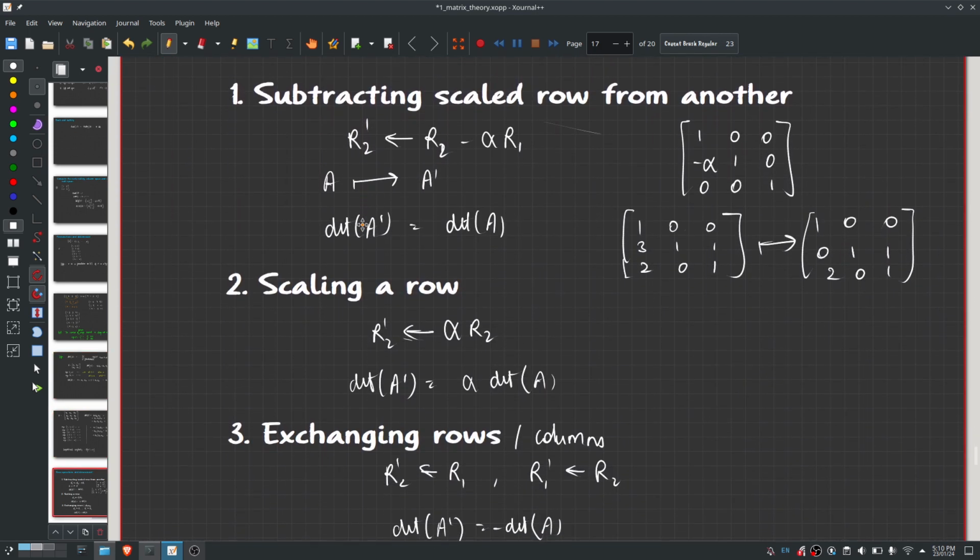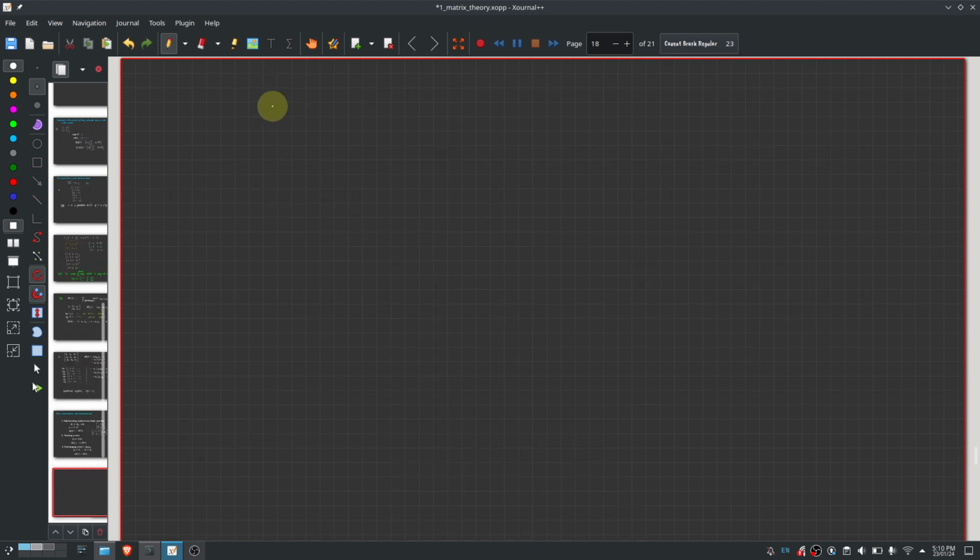Okay, so now we know what each of these elementary row operations do to the matrix. So suppose I took a matrix A and converted it to the row reduced echelon form. Let me say that this is A prime. So what would be the determinant of A prime? Okay, product of diagonal entries, but what would those be?